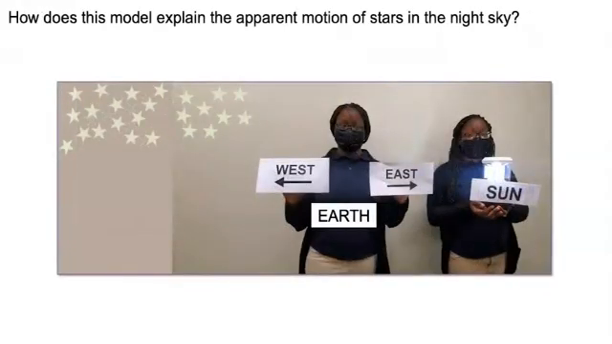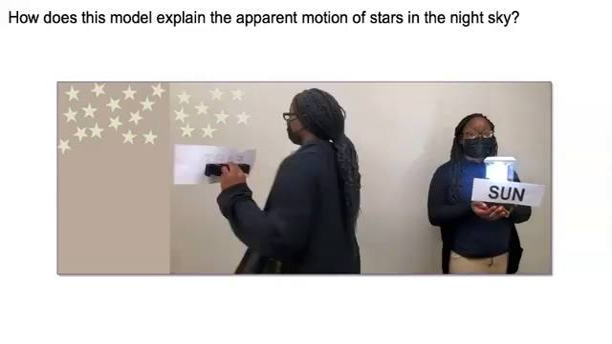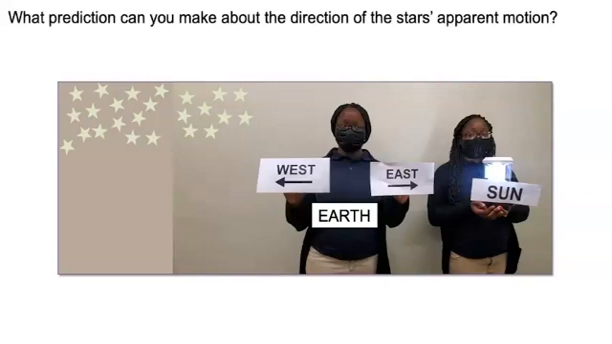So, how does this model explain the apparent motion of stars in the night sky? As the Earth student rotates counterclockwise, she begins to see the stars right after sunset. As she continues to rotate, the Earth student can see the stars on the wall rise and set. Based on our model, what prediction can you make about the direction of the star's apparent motion? Well, if stars' apparent motion is caused by Earth's rotation, then they should move from east to west across the sky, just like the sun and the moon, right? I agree. Great work!